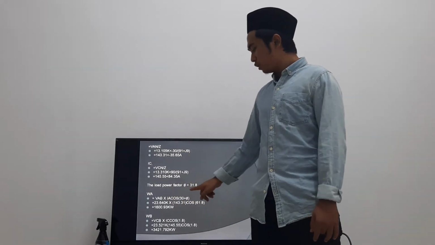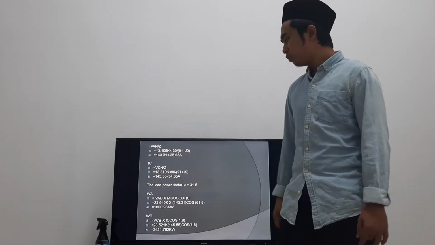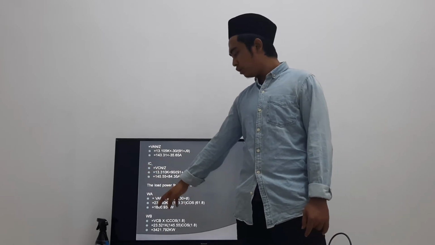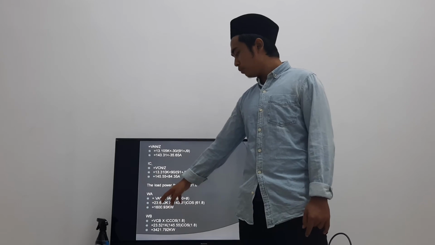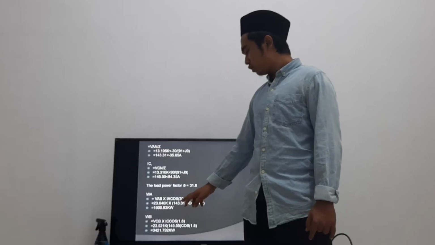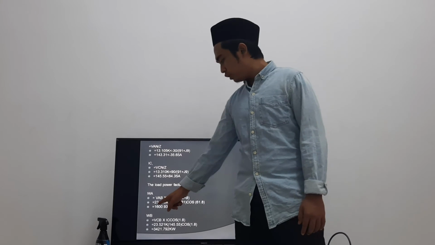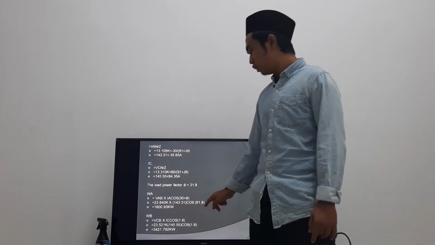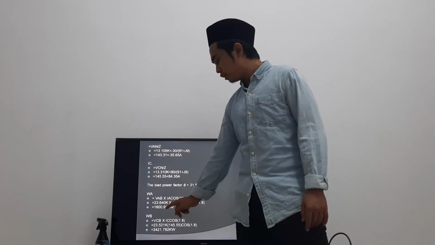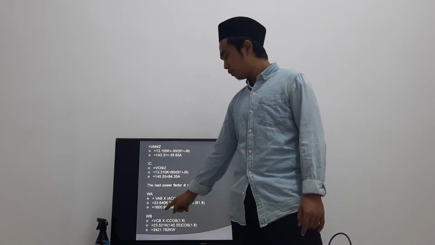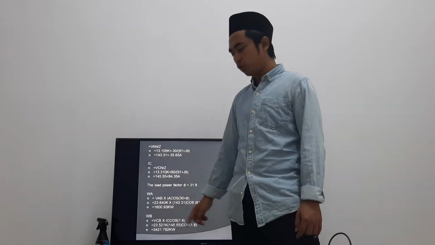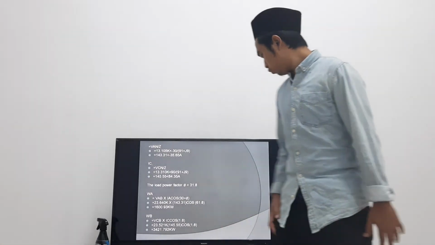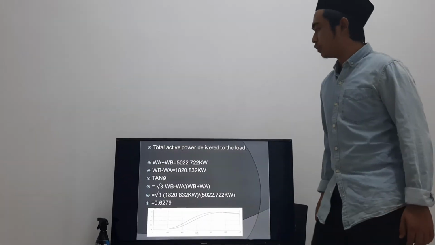The load power factor phase is 31.8. WA, what's WA? To calculate WA, we need VAB times IA cos of 30 plus phase, which is 23.64 K times 143.31 cos 61, equals 1600.93 kilowatt. This is also the same, so I just keep it on because we need to go further.